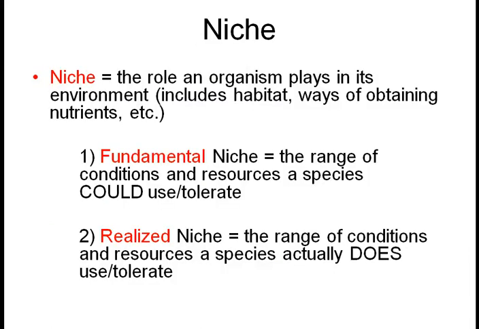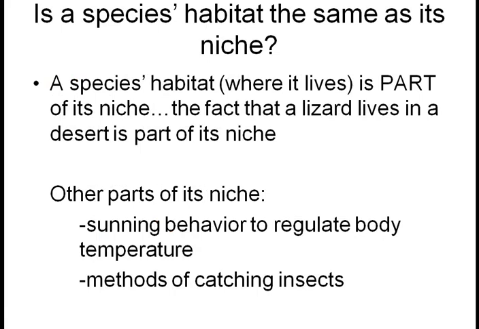When we study our living things, we like to look at the niche. It looks like "nitch" or "neesh" or whatever, but we pronounce it usually one of those two ways. The niche is the role an organism plays in its environment. It includes the habitat, the ways of obtaining nutrients, etc. Every creature has two niches. A fundamental niche is the range and resources a species could use and tolerate, whereas the realized niche is where it actually does use and tolerate.